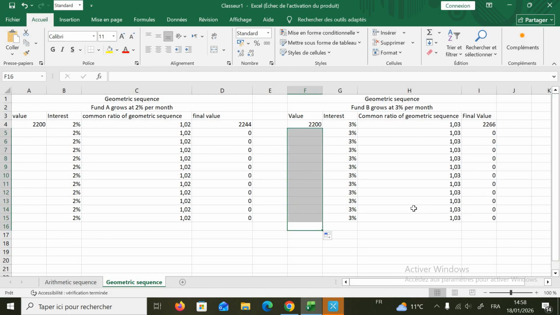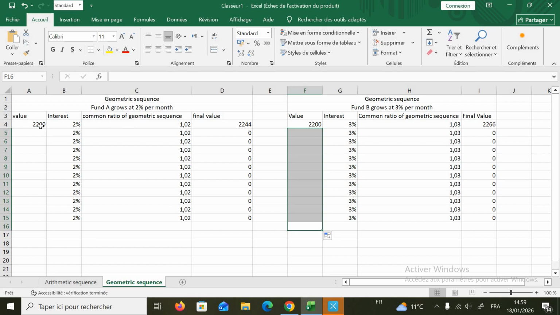When we calculate the geometric sequence, that means every month the new value is applied to the next month. Then we have Fund A growing at 2% per month. We have a common ratio of the geometric sequence of 1.02, and for 3% it is 1.03. How do we find this ratio of the geometric sequence?